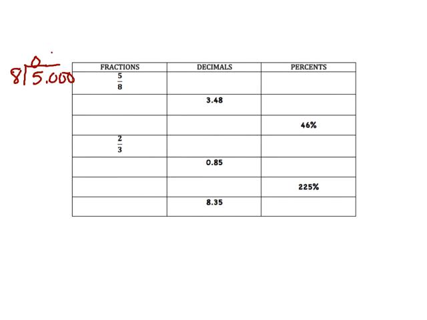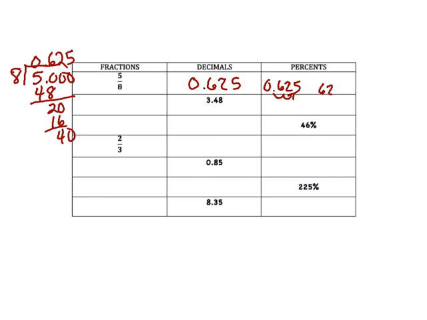Okay, it goes in there 6 times. 6 times 8 is 48. 8 goes into 22 times. 8 goes into 45 times. So our decimal for 5/8 is 0.625. And you know, all you need to do is move your decimal over 2 spaces to get your percent. 62.5%.